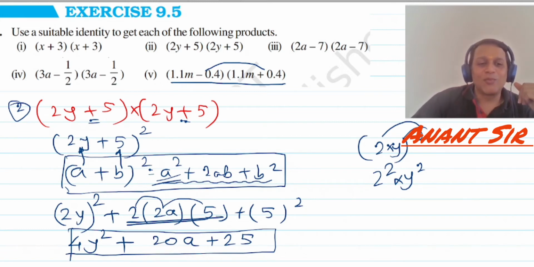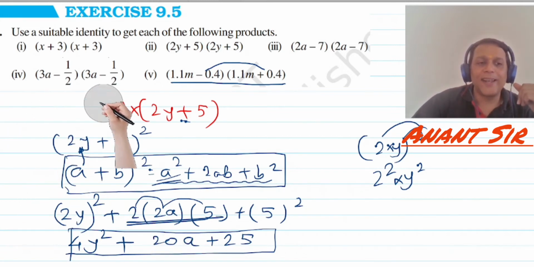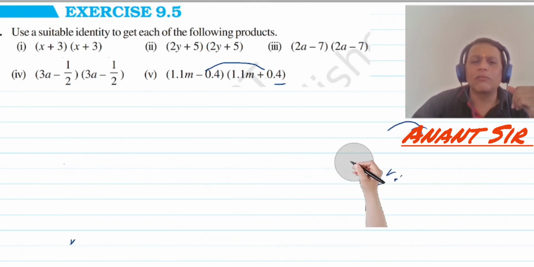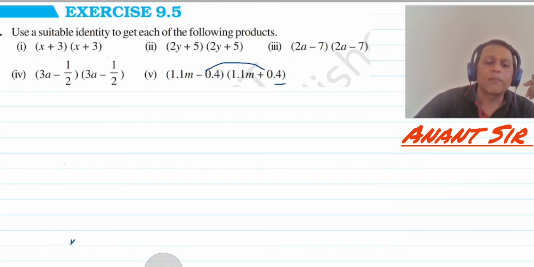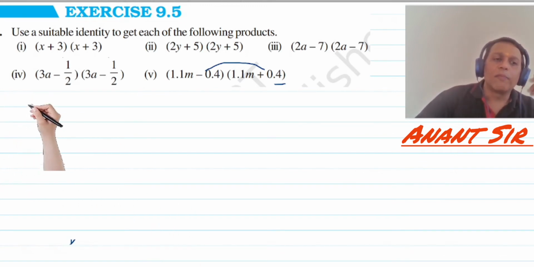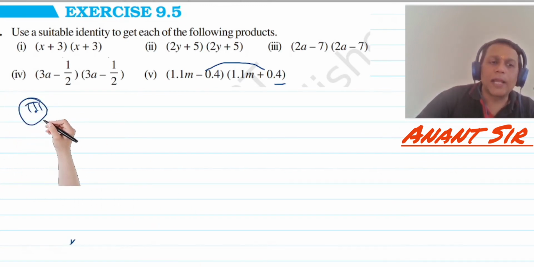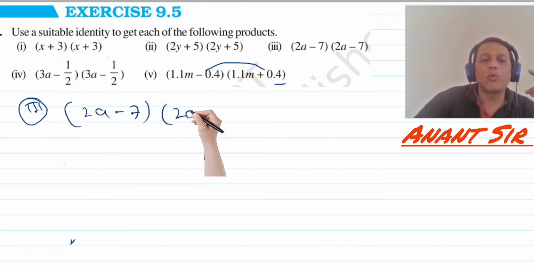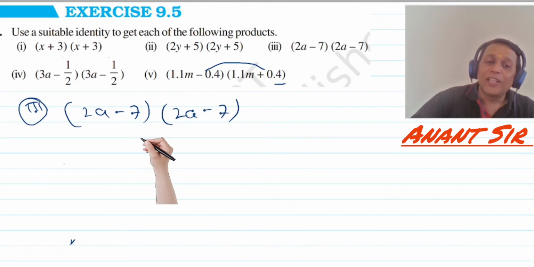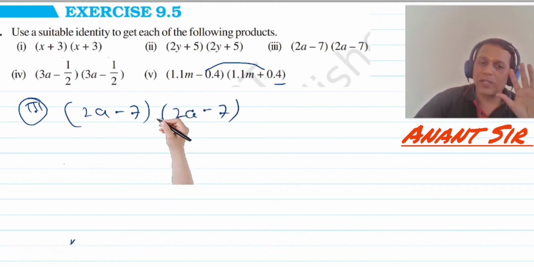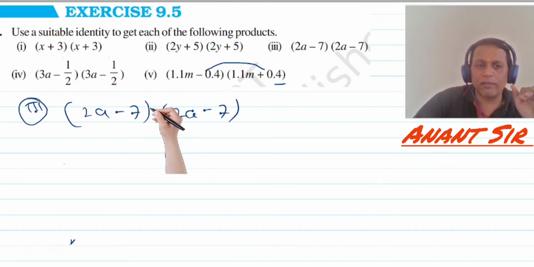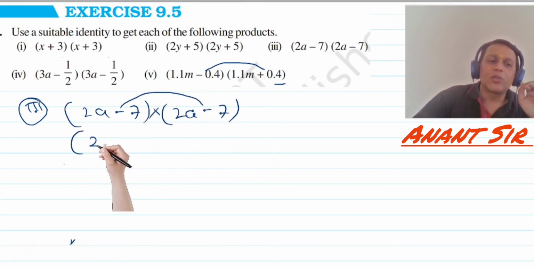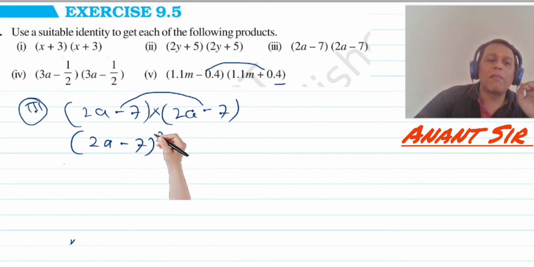So let's move on to solve the next question now. It's a similar question. What is the difference between question 1, 2 and 3? Can you identify the difference? Question 1 and 2 also had the same two terms. Question 3 also has the same two terms, 2a minus 7 into 2a minus 7. Only difference is there was a plus. I'm sure you must have got the difference. Only difference is the sign, right? So you can write this as (2a minus 7) whole square.